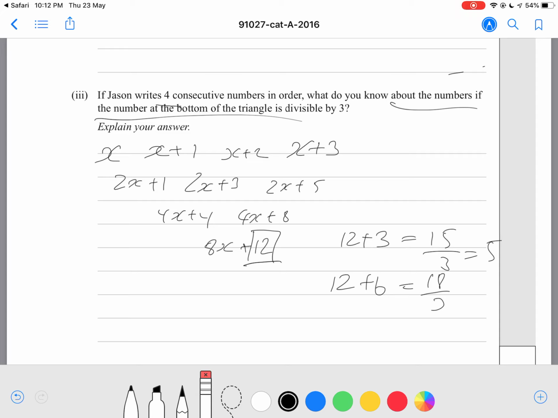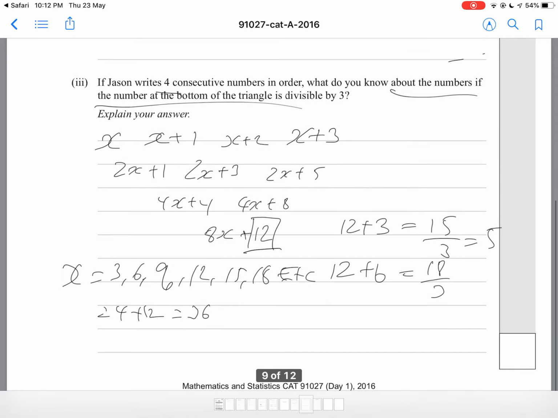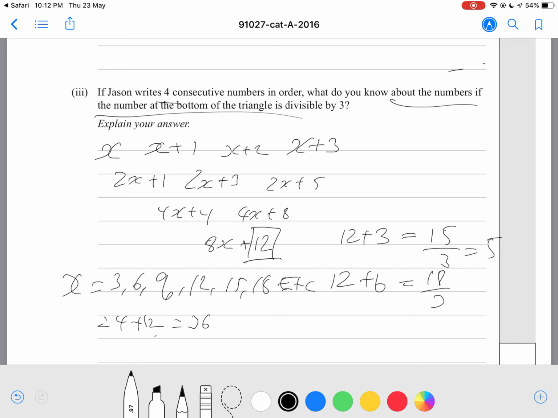Or not necessarily equal to 3, but x has to be a multiple of 3. So for example, x equals 3, 6, 9, 12, 15, 18, etc., okay? So if we say x equals 3, it'll be 24 plus 12 equals 36. 36 can be divided by 3. If we say x equals 6, that would give us 48 plus 12 equals 60. 60 can be divided by 3. Or if we say x equals 9, for example, 8 times 9 is 72 plus 12 equals 84. That's divisible by 3, okay?